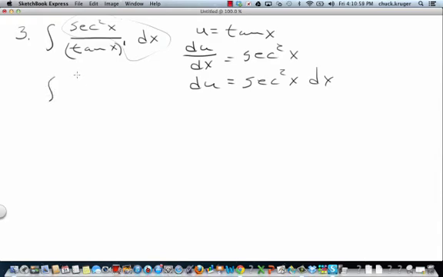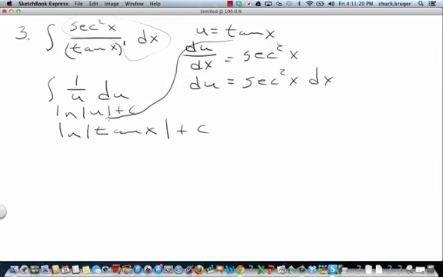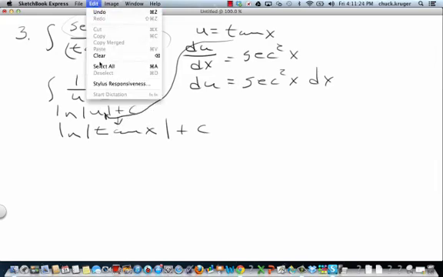So now again I have 1 over u, and notice it always looks like this most of the time. So I have the natural log of the absolute value of the tangent of x, because that's what u is, plus c. So I went from here to the natural log of the absolute value of u plus c, and then I did my substitution at that point. All right? Number 4.